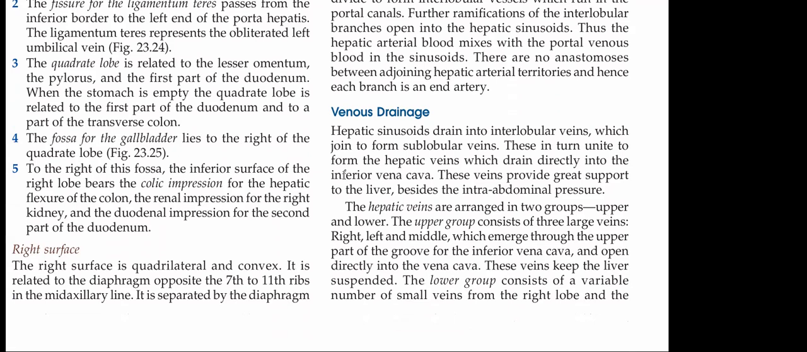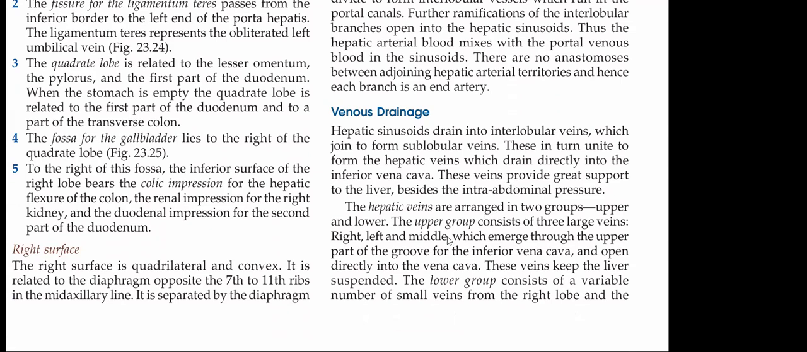In venous drainage, hepatic sinusoids drain into interlobular veins which join to form sublobular veins. These in turn unite to form the hepatic vein which drains directly into the inferior vena cava. These veins provide great support to the liver besides the intra-abdominal pressure.